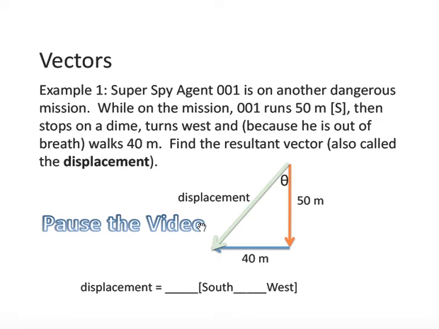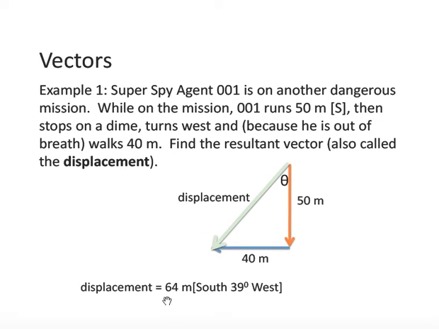I'd like you to pause the video right now and solve for the hypotenuse, solve for the angle, and fill in these numbers. Okay, I hope you worked on that. The displacement is 64 meters south, 39 degrees west, or 60 meters south, 40 degrees west. Why only one significant digit? Because 50 meters has one significant digit, as does 40.